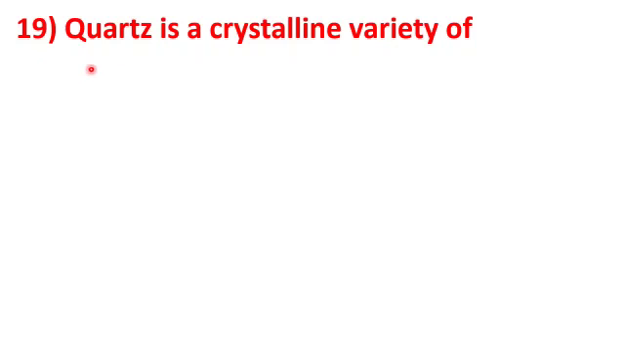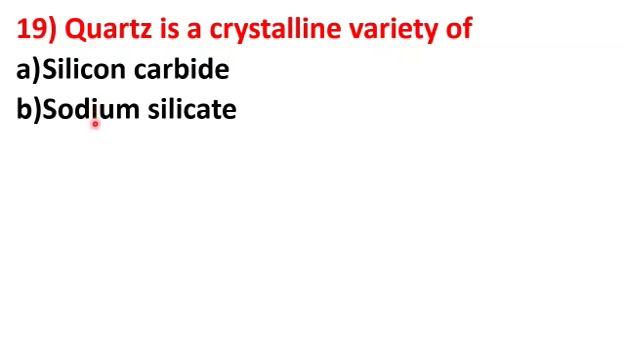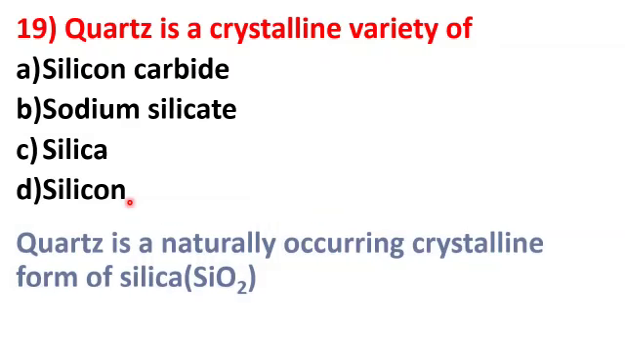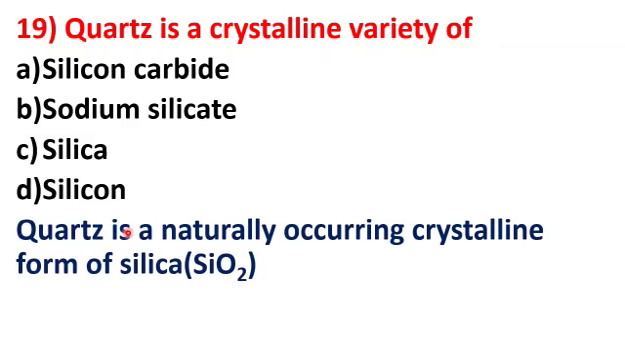Question number 19. Quartz is a crystalline variety of dash. Option A, silicon carbide. Option B, sodium silicate. Option C, silica. And option D, silicon. So quartz, it is a naturally occurring crystalline form of silica. So silica is nothing but silicon dioxide. So hence correct option is option C, silica.